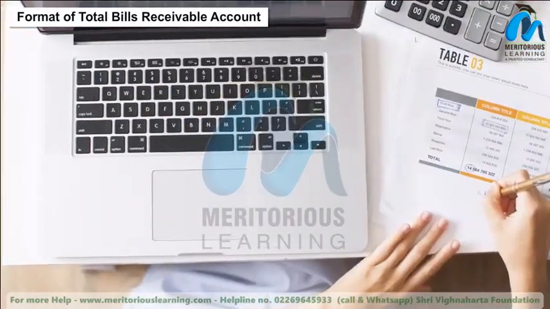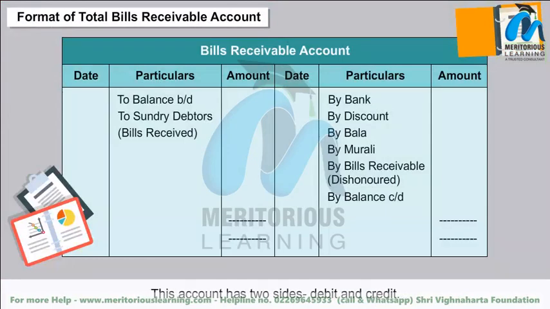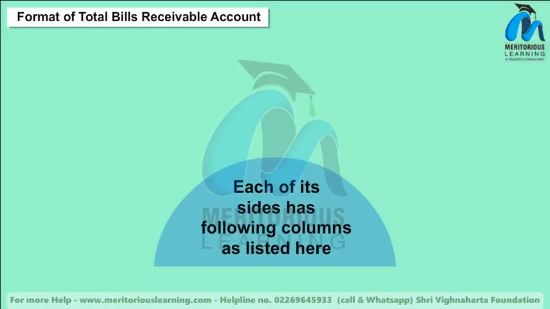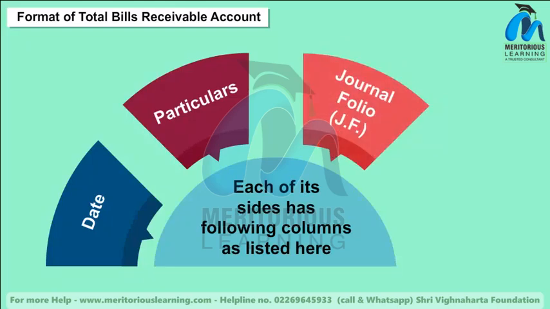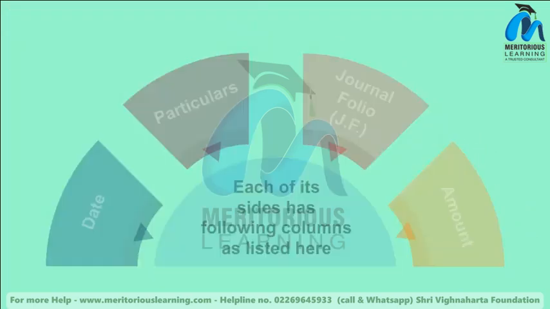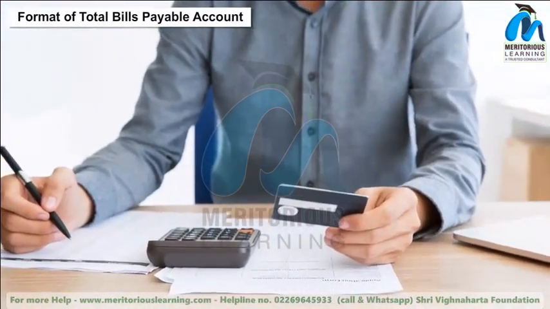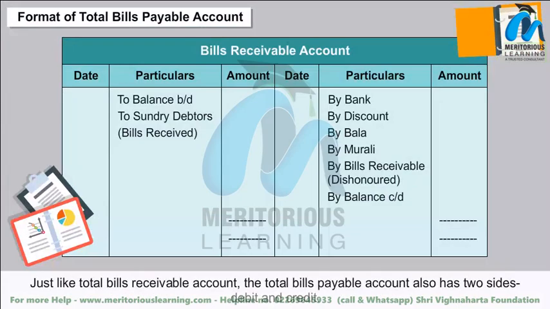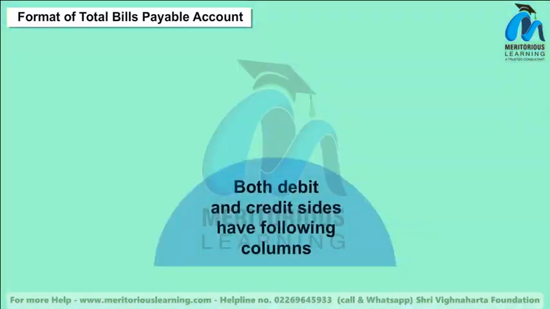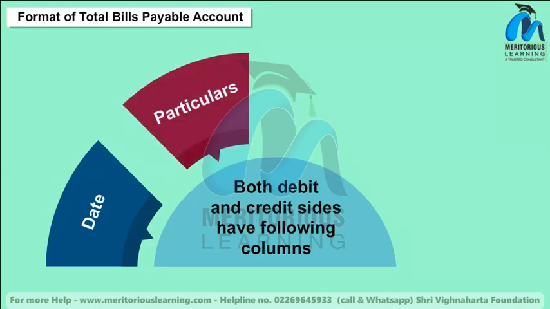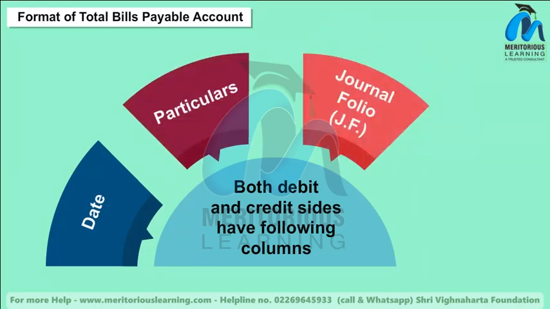Format of total bills receivable account. This account has two sides, debit and credit. Each of its sides has the following columns as listed here: date, particulars, journal folio or JF, amount. Format of total bills payable account. Just like the total bills receivable account, the total bills payable account also has two sides, debit and credit. Both debit and credit sides have the following columns: date, particulars, journal folio or JF, amount.